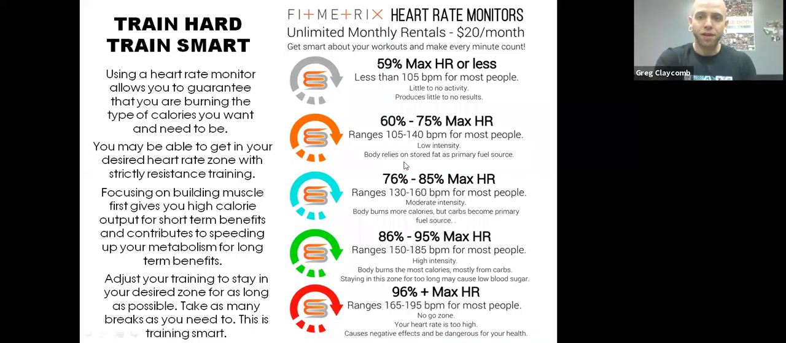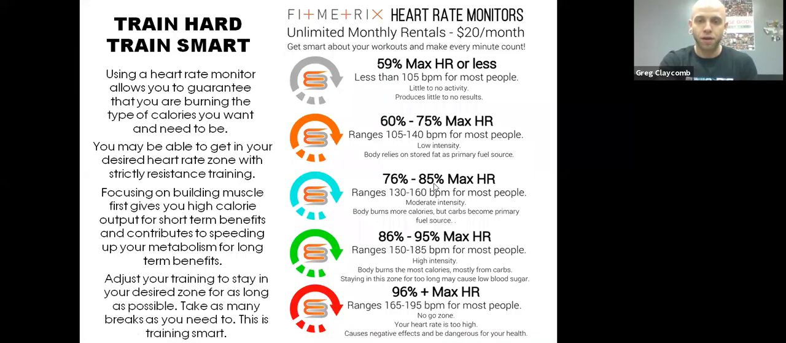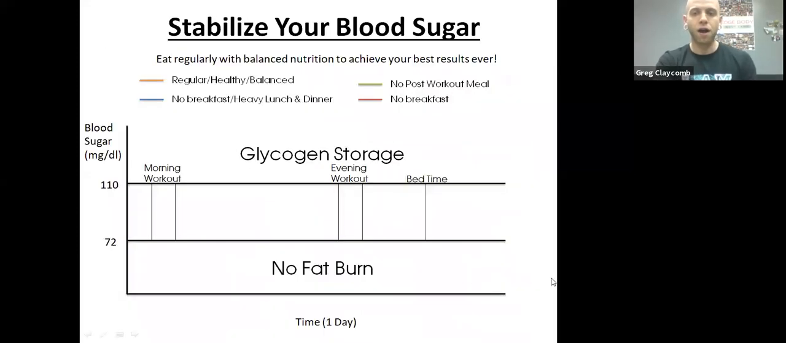Again, resting is the gray, low intensity would be the orange. This would be the high intensity endurance, and this would be high intensity sprint. Red is no go. We don't want to go there. You can get complications there. All right.